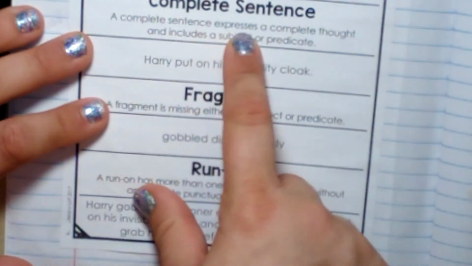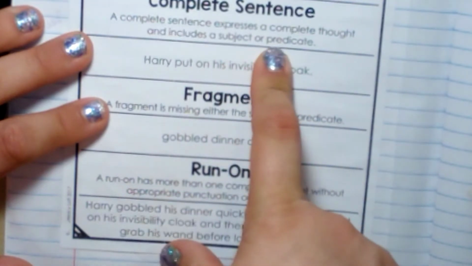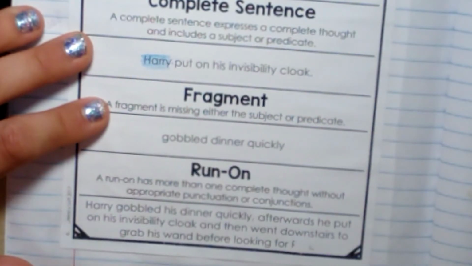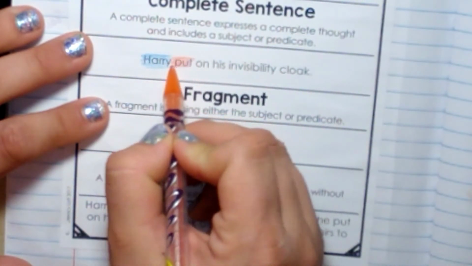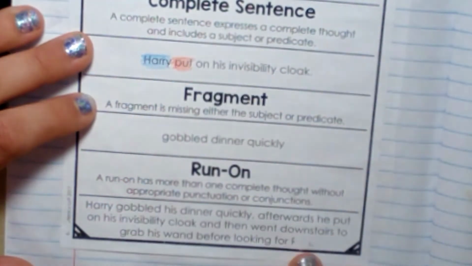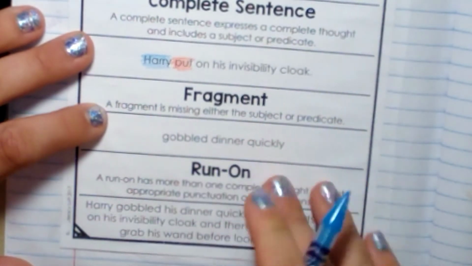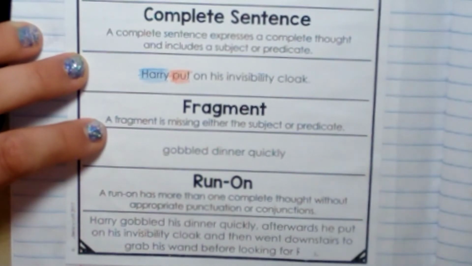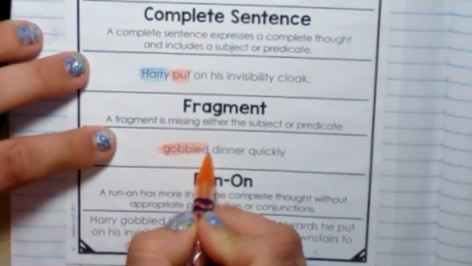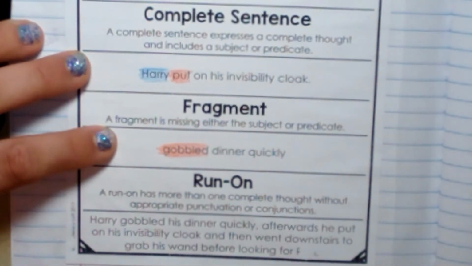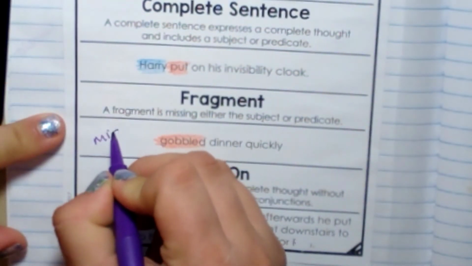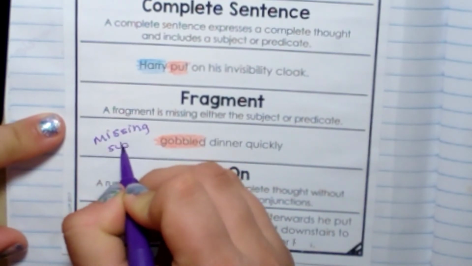A complete sentence expresses a complete thought and includes a subject and a predicate. For example, Harry is my subject. Put on his invisibility cloak. Oh, I'd love to have an invisibility cloak. So that is my complete sentence. It has a subject and a predicate. A fragment is missing either the subject or the predicate. It's missing one of them. Gobbled dinner quickly. Okay, gobbled is a verb. So I'm missing something right here. I'm going to grab my purple over here. I am missing my subject. Who gobbled? Missing subject.